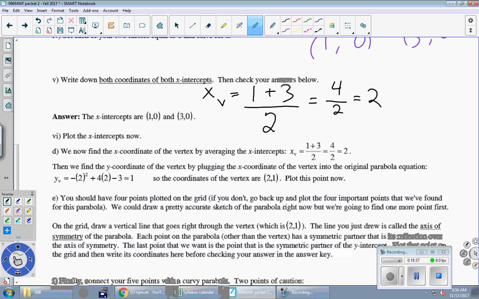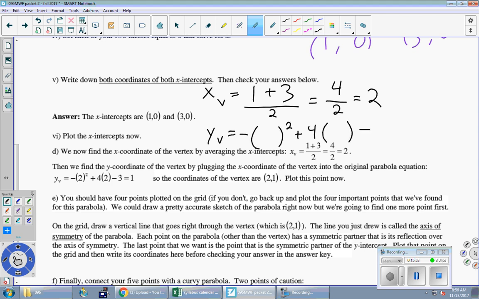I'm going to squeeze this in here. The y coordinate of the vertex is. So this is just that equation at the top. It was negative x squared plus 4 times x minus 3. Do I have that right? No. Okay. And what number are we putting in the parentheses? 2. Right, it is just plugging x equals 2 in to find the y.